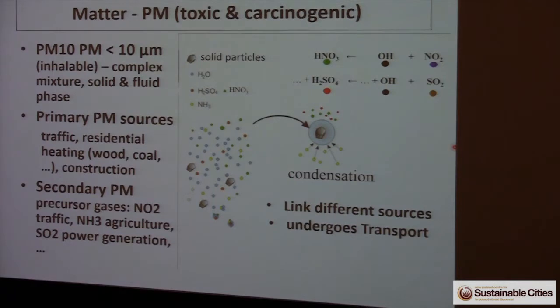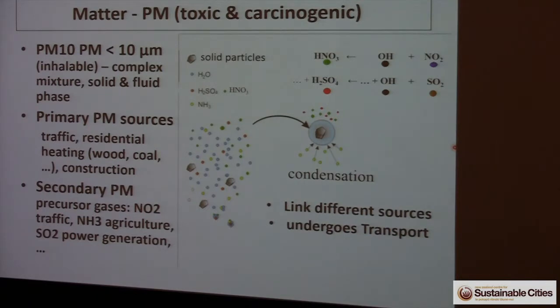The critical air pollutants there are nitrogen dioxide, which is toxic, and particulate matter, commonly termed as PM, which is toxic and carcinogenic. PM10 is the mass below 10 micrometers in diameter, and it's inhalable. It's a complex mixture of solid and fluids, and there are primary sources for particulate matter, which is mainly traffic, residential heating from wood, coal, and construction.